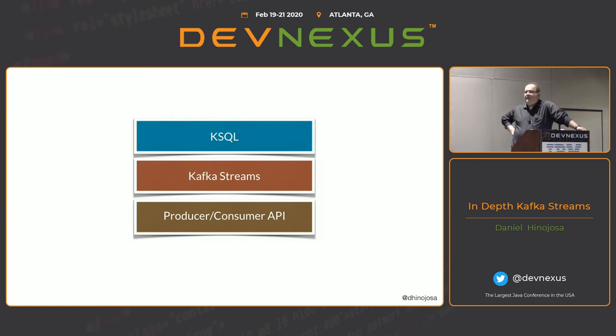Choose your own adventure. So what are you good at? Are you good at writing Java-based programs in the producer or consumer API? Fine, use that one, but that's too much work. Maybe you're a functional programmer. I'm gonna use Kafka Streams. But maybe let's make things simple and let's write in SQL. Then I'll choose KSQL, okay?